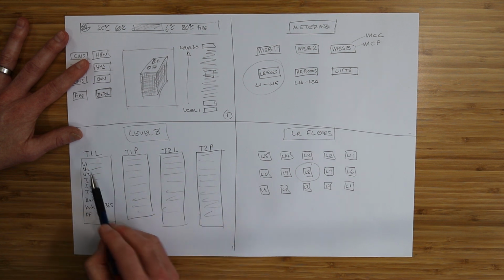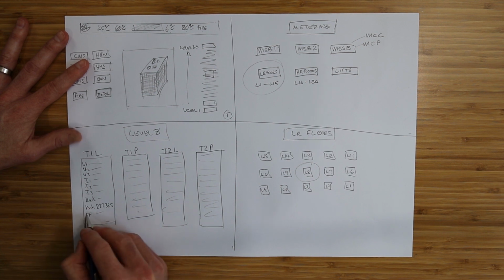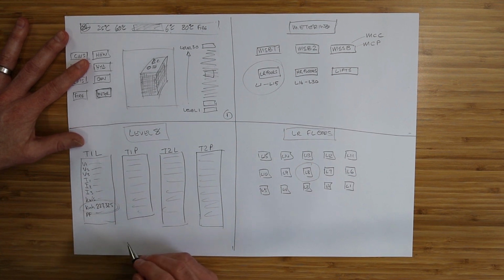And displayed on this is voltage 123, current 123 kilowatts, and this particular meter, tenant 1 lighting, has 227,325 kilowatt hours. This is the important thing, the power consumption for that electric meter.